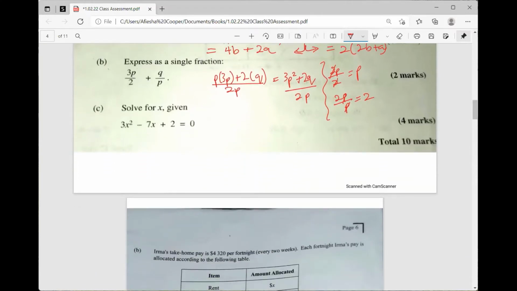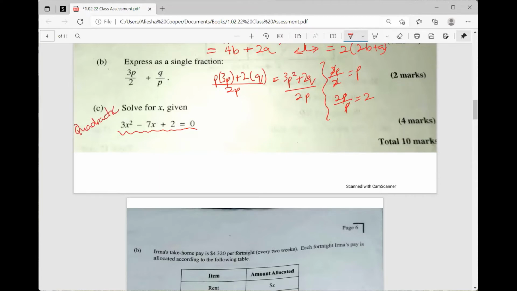Right. So part C, we see another question. They are telling us solve for x. I am seeing 3x squared minus 7x plus 2 is equal to 0. What is this? And how do I go about working this out? So we have to identify our questions by topics. What topic is this? Factorization. Thank you. Nice. Quadratic factorization.